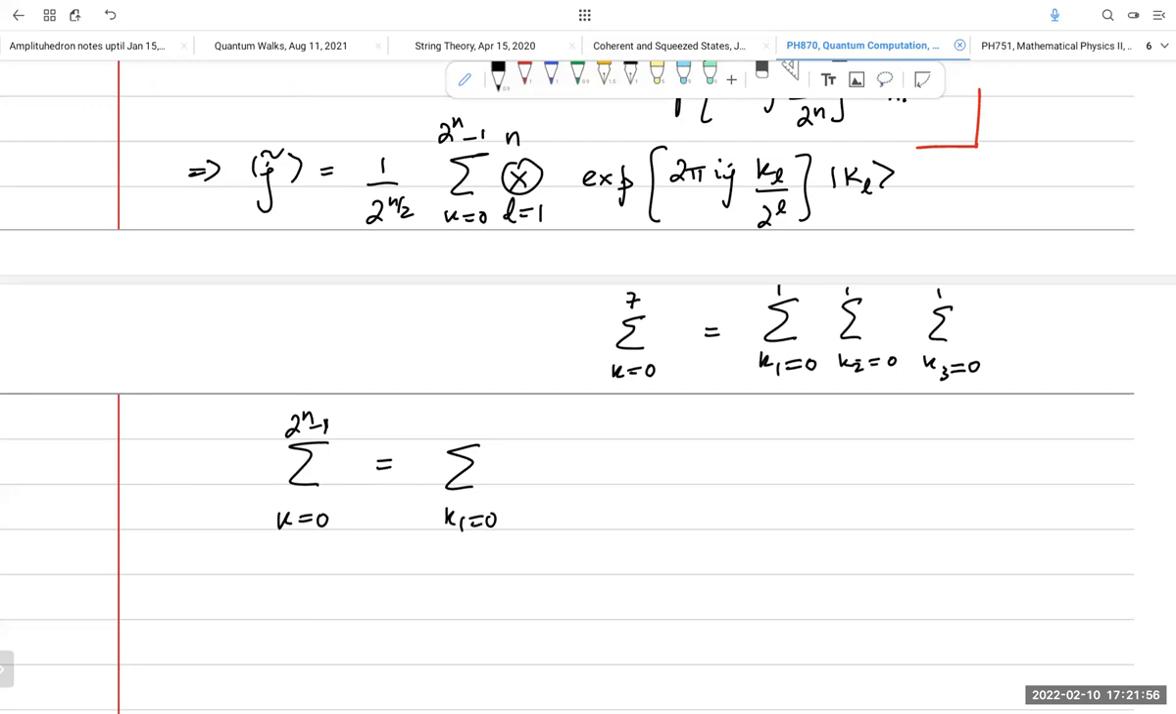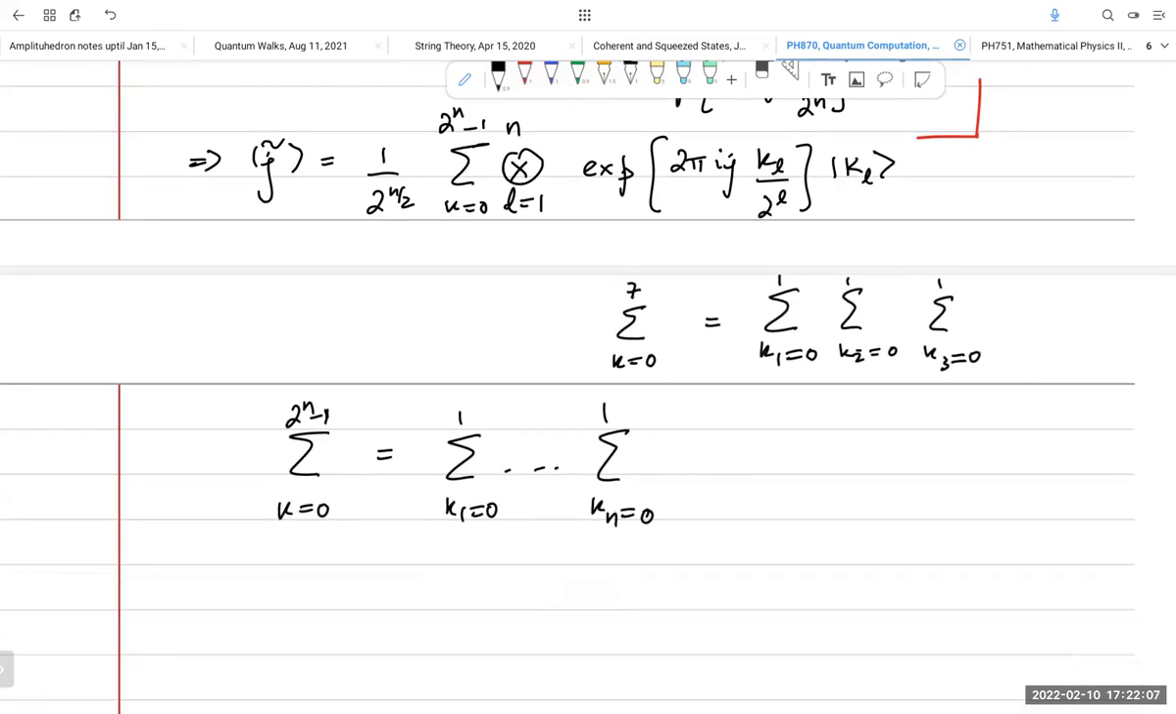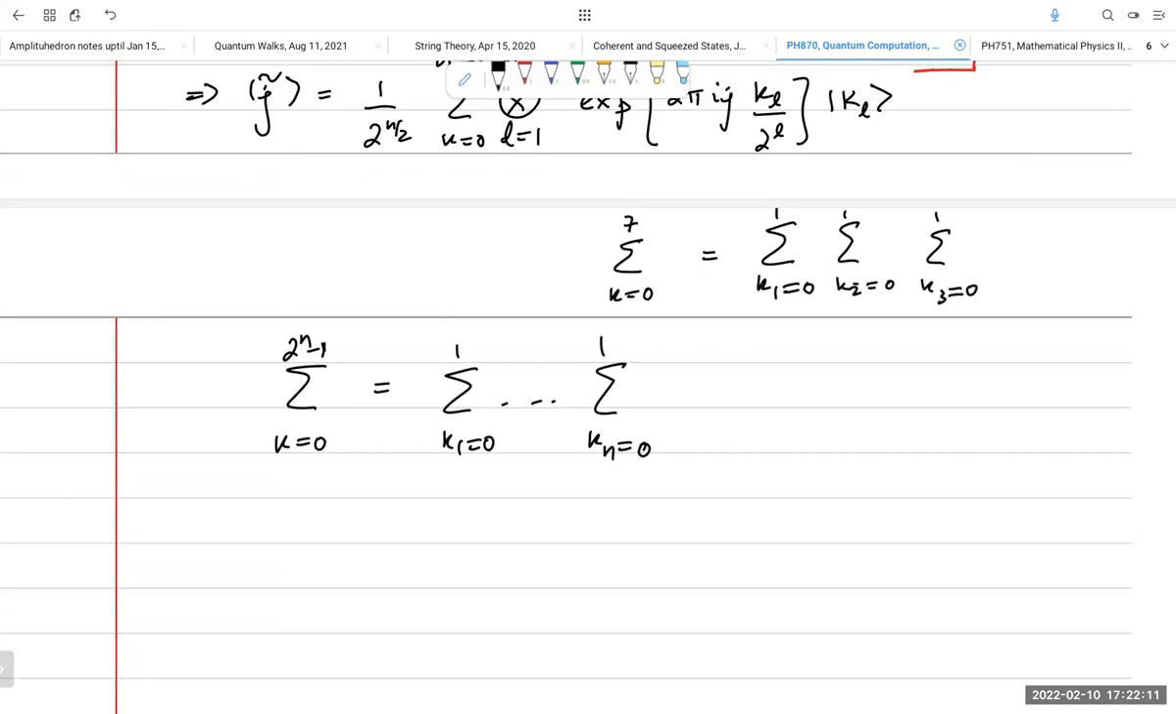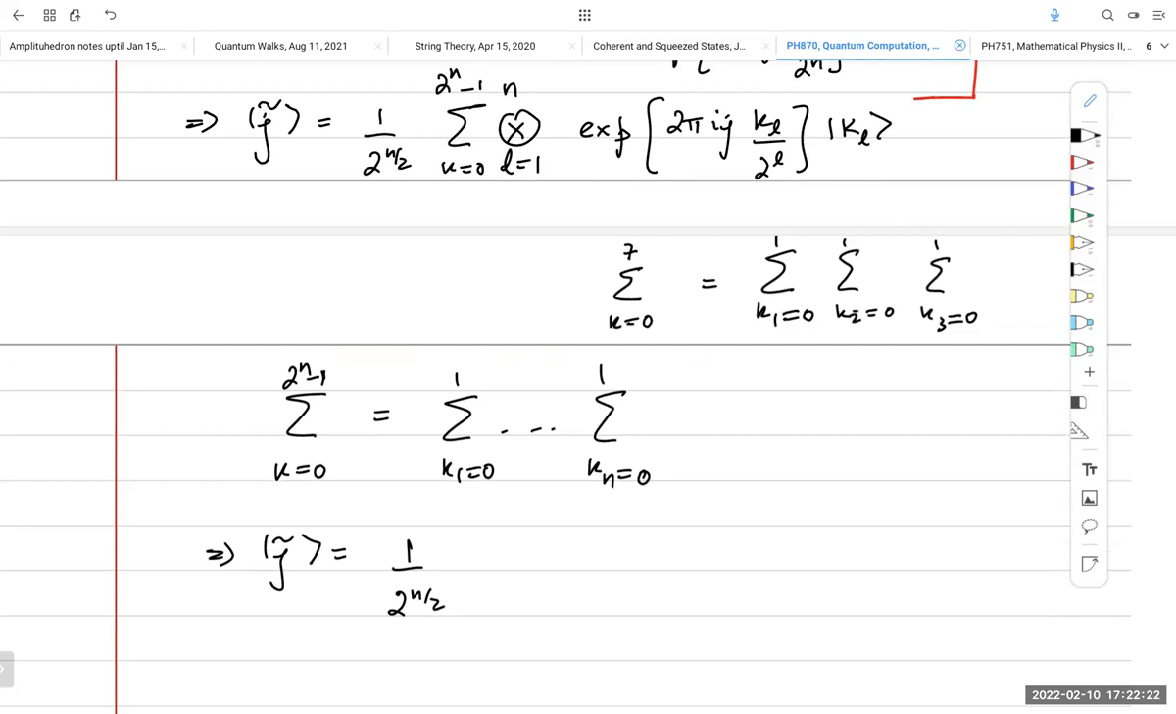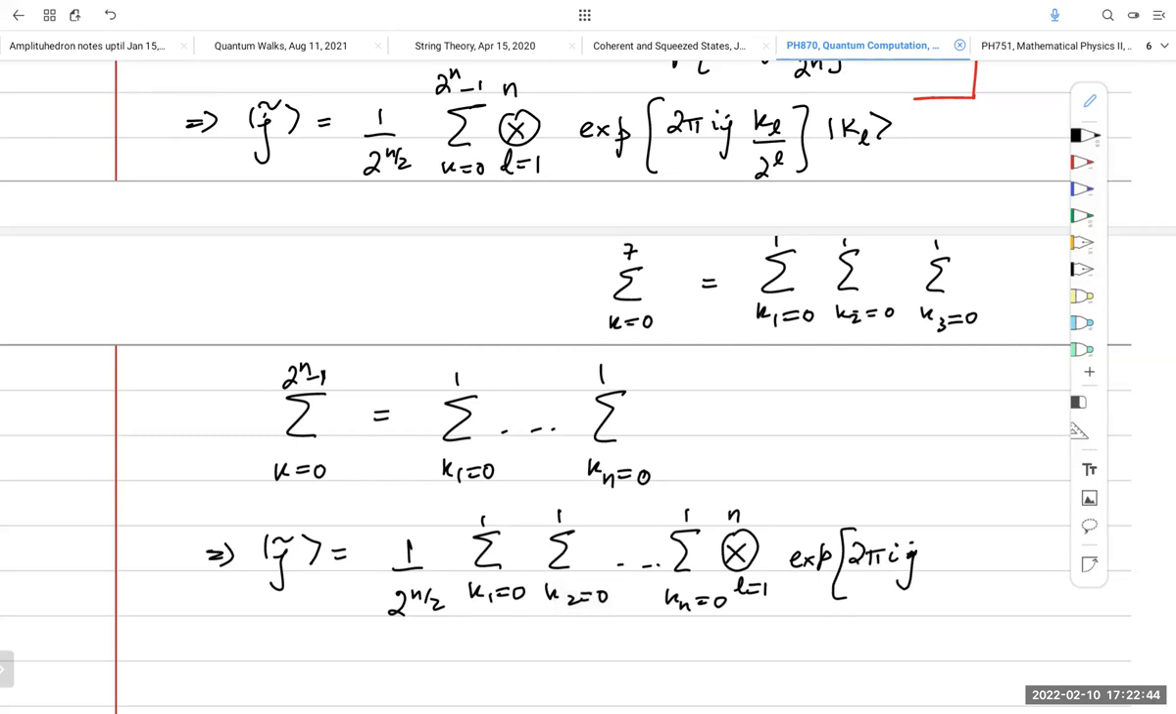So this becomes k1 equals 0 to 1, and then kn equals 0, 1. So we substitute this expression back in our previous line, and we get j tilde, 1 over 2^(n/2), summation of k1 equals 0, 1, k2 equals 0, 1, kn equals 0, 1. Then tensor product l equals 1 to n, exponent 2 pi i j k_l by 2^l.